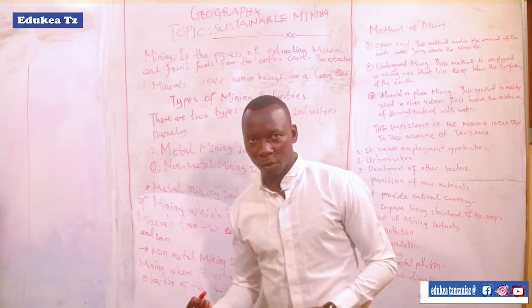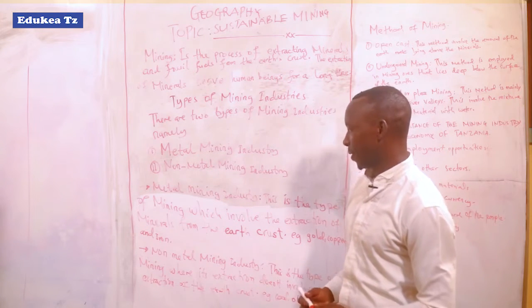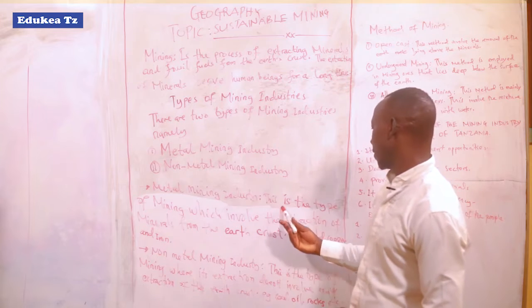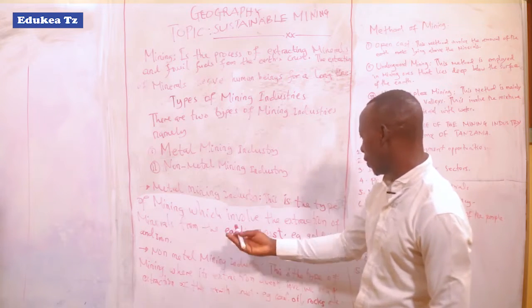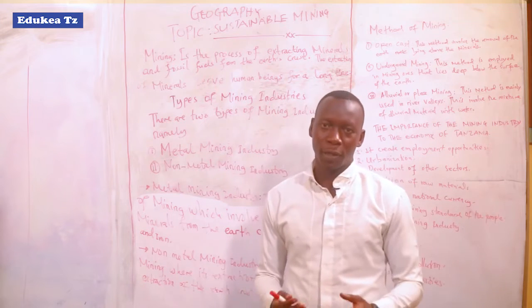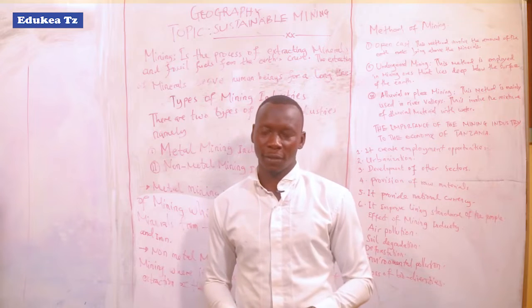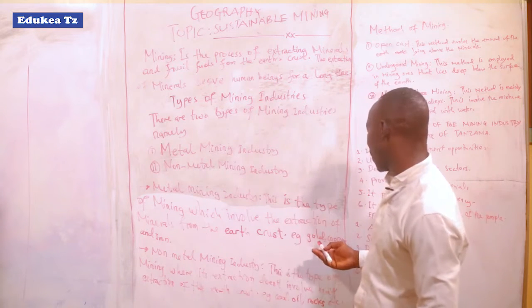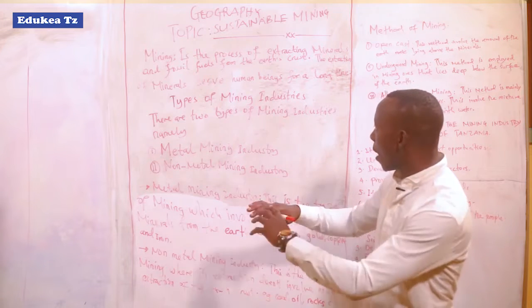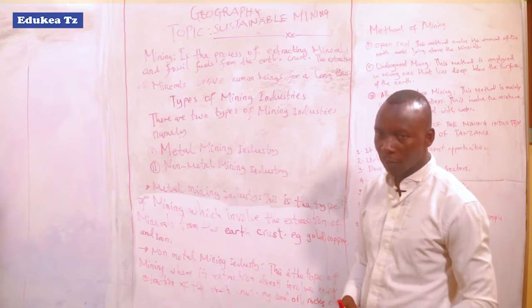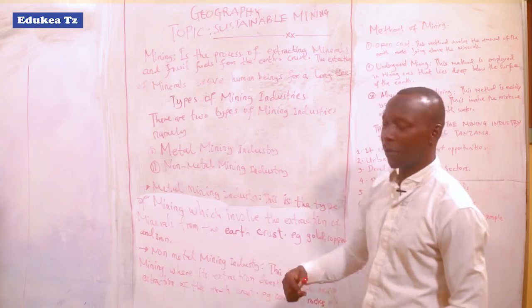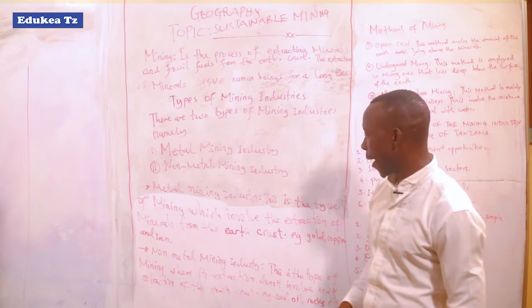So after looking at those two types of mining industries, let us look at them one after another. Metal mining industry: this is the type of mining industry which involves the extraction of minerals from the earth's crust. Examples of those minerals extracted from the earth's crust are gold, copper, and iron. These have been categorized in the first type of mining, which is metal mining industry.